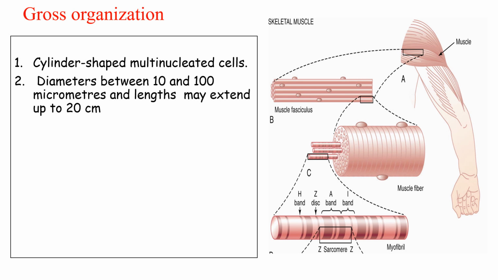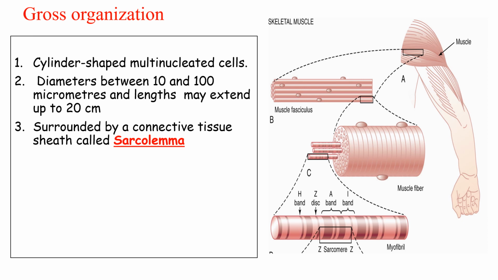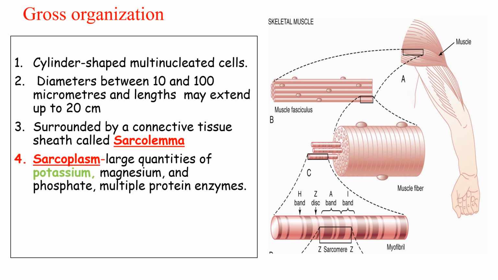Talking about the gross organization, these muscle fibers are composed of multinucleated cells which have a diameter ranging from maybe 10 to 100 micrometers. You can see they are arranged in the form of fasciculi, and each fiber is surrounded by a sheath known as the sarcolemma. It is basically the same as the plasma membrane of any cell. Then inside it we have the sarcoplasm, and the sarcoplasm is very rich in ions like potassium, magnesium and phosphate.